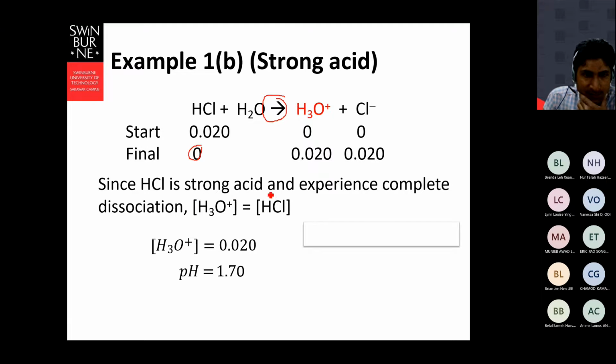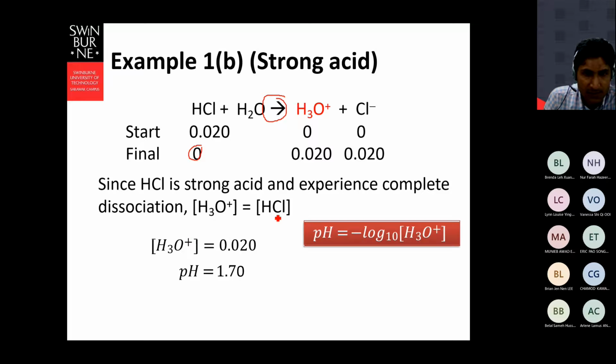So how much hydronium ion is produced? It is the same, right? Since all of it has been dissociated, the full 0.02 molar of hydronium ion is produced. So the hydronium ion is the same, and then we can find the pH as the negative log of this value. We just put this value here, take the negative base-10 log, and it will be 1.7.